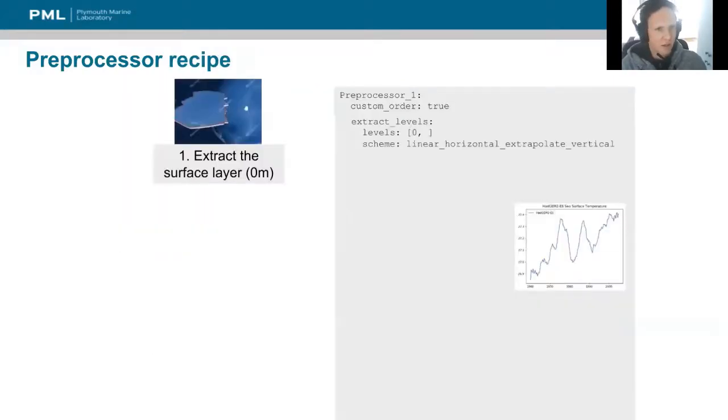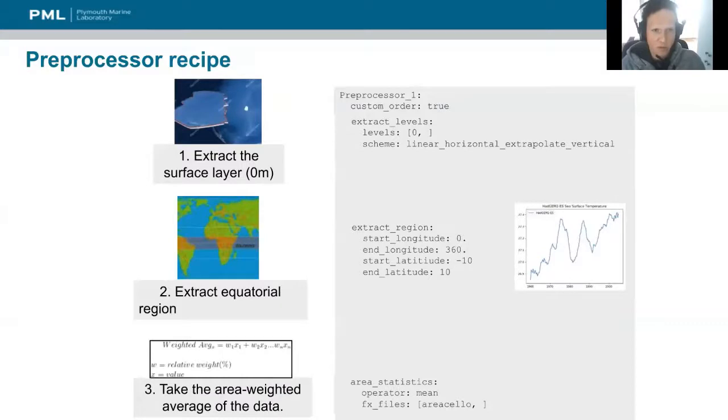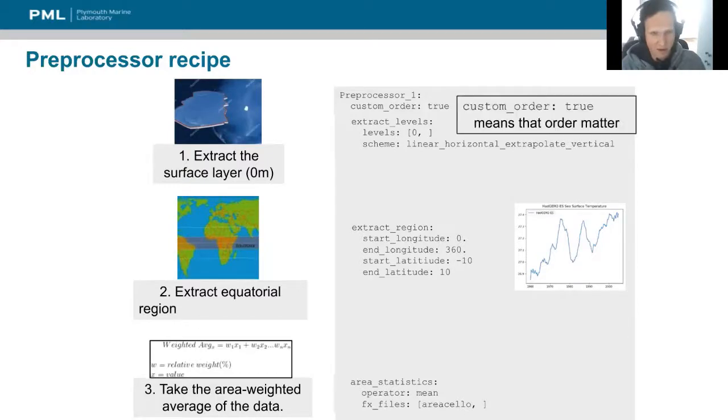So as an example, this is what that would look like in ESMValTool. Just a quick comment. This first line here, custom order is true, means that the order that you put the preprocessors in your recipe will be the order that these operations are performed. There is a default order, but if you include the custom order, it enforces the order that you write it down in.